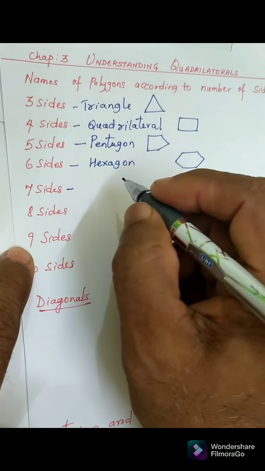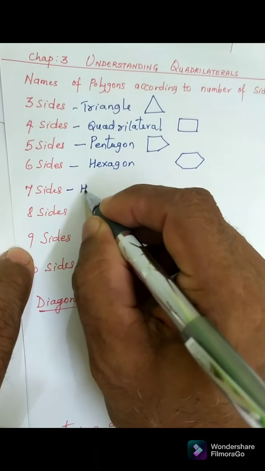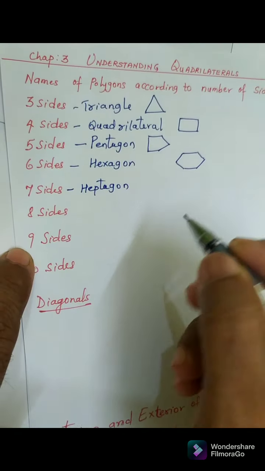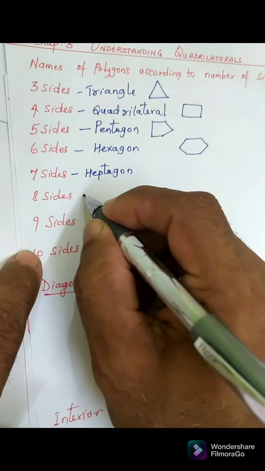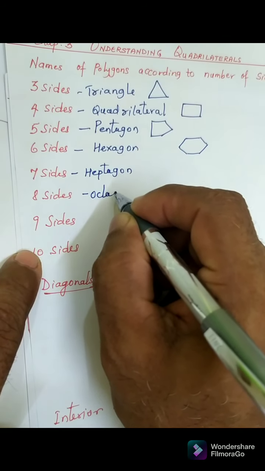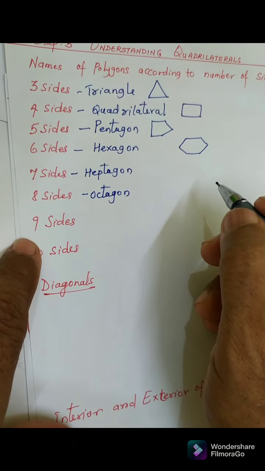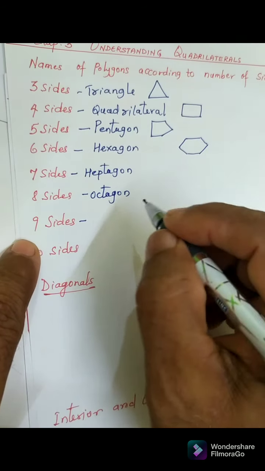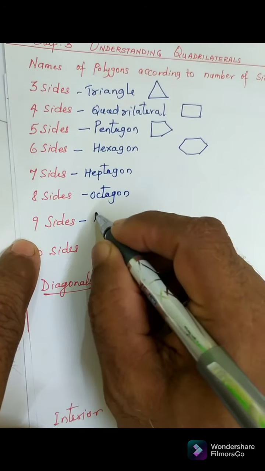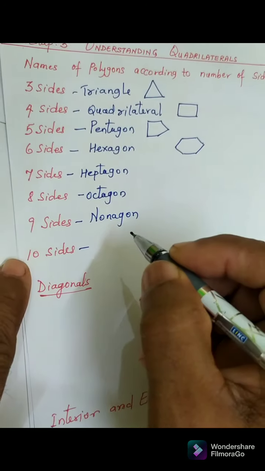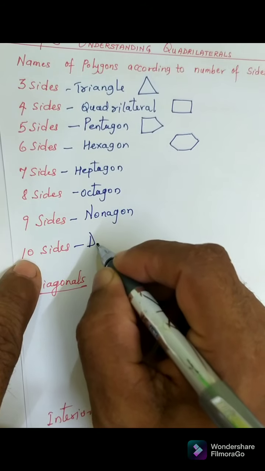7 sides, we call it a heptagon. It will have 7 sides like this. 8 sides, we know octagon. We know octopus having 8 arms. So 9 sides, it is nonagon. 10 sides, it is decagon.